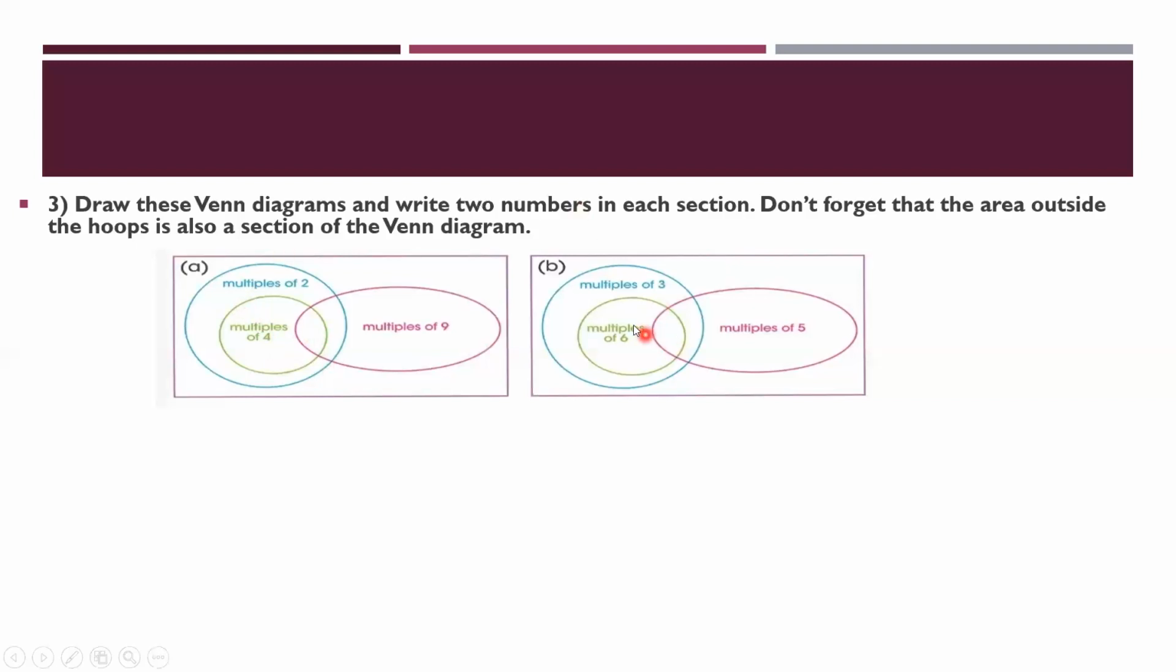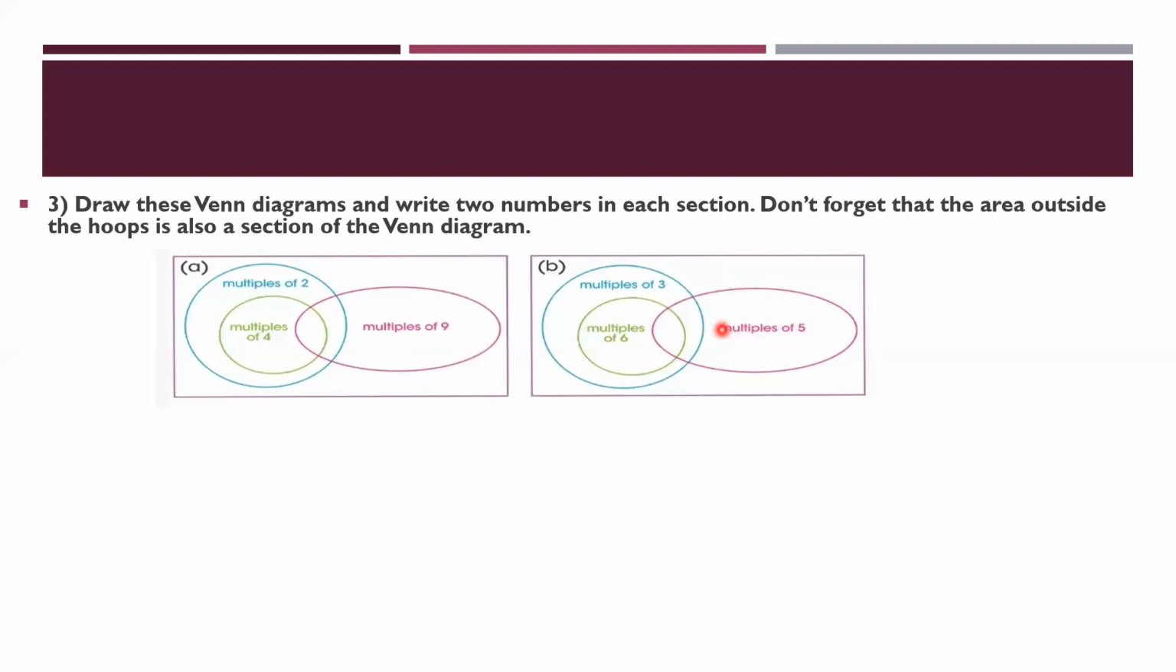Now just see, here it is a multiple of 3, multiple of 6 and multiple of 5. Multiple of 3, you can write any number that comes in 3's table. For example, 9. 9 is a multiple of 3. Now multiple of 6. You can write a number 36, which is a multiple of 6. 6 6s are 36. Now, multiple of 5. Any number, you can write 10. 10 is a multiple of 5.